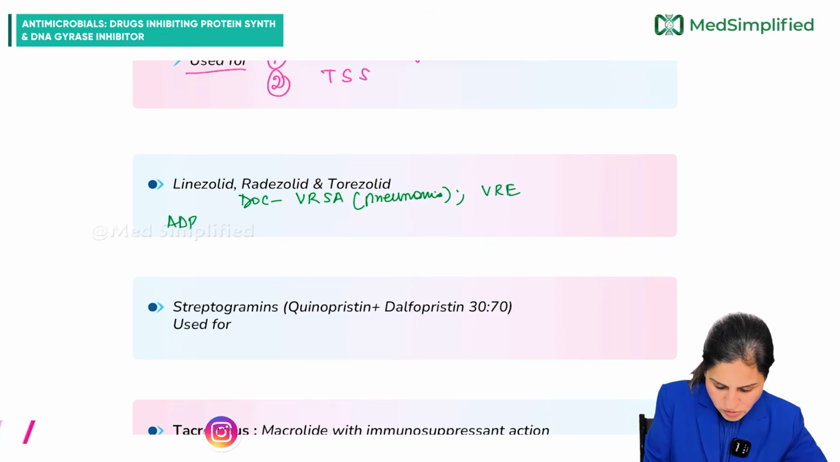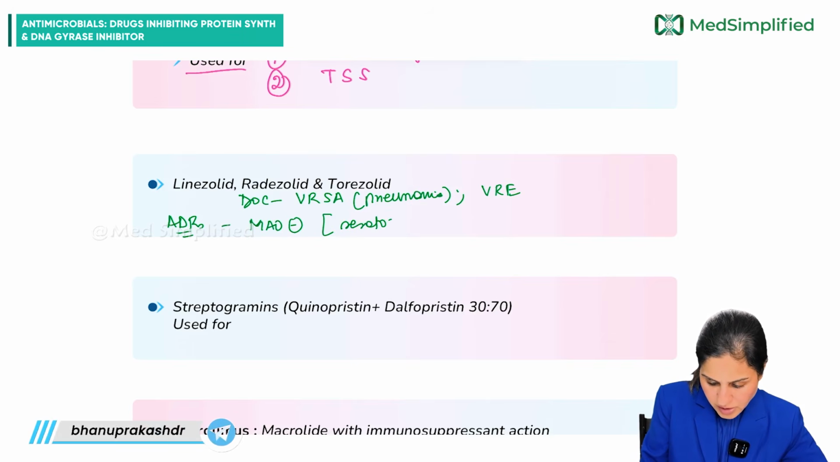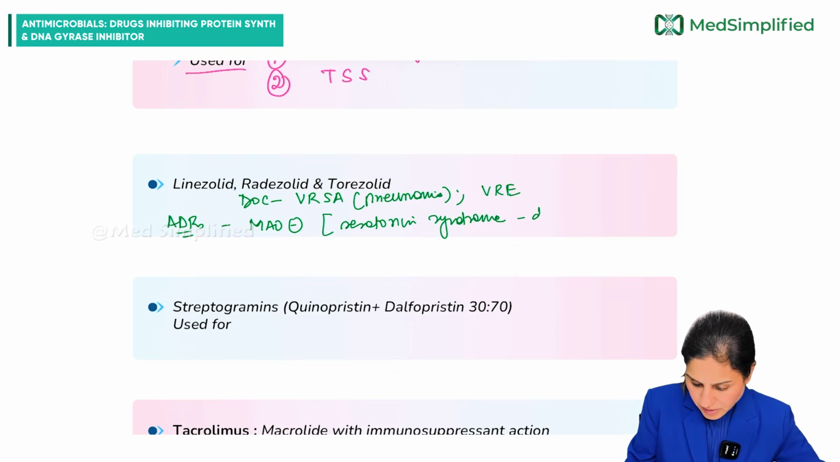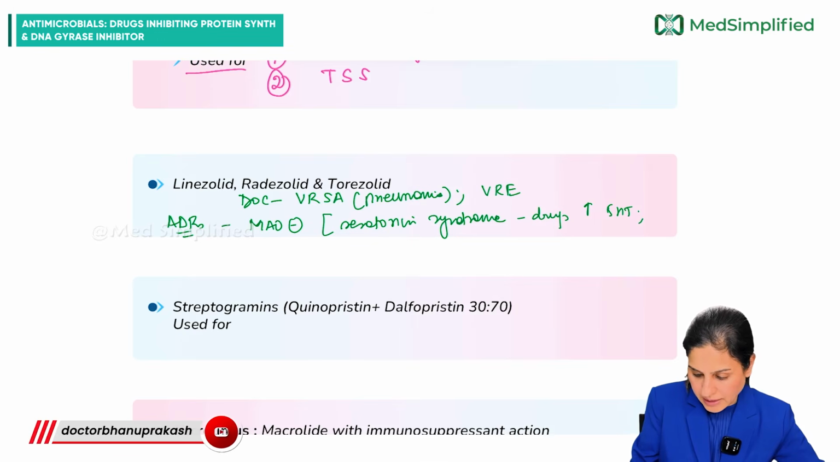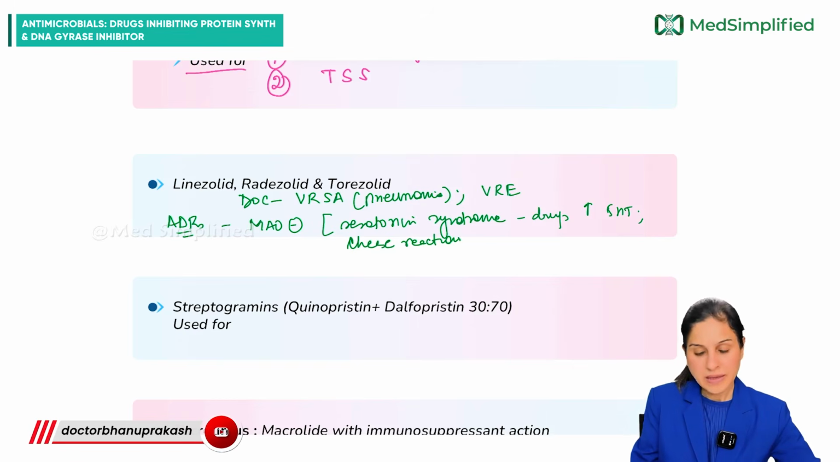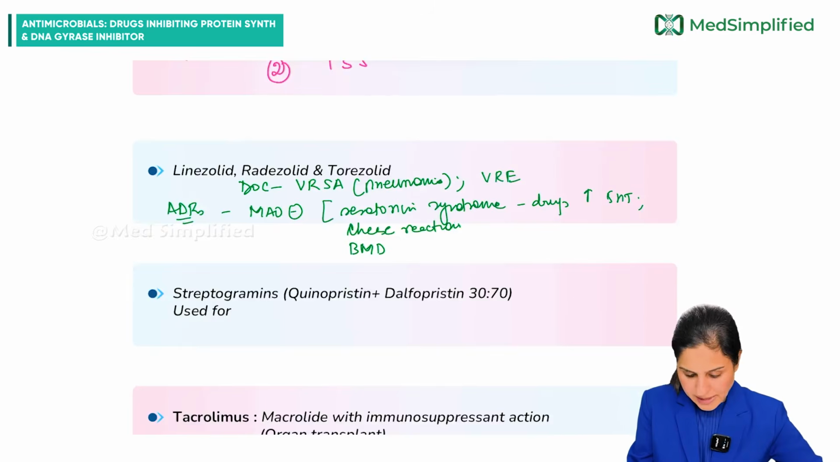ADRs of linezolid: it is an MAO inhibitor, therefore it can lead to serotonin syndrome, especially with drugs which increase the level of serotonin, right? With the drugs increasing the serotonin levels. Then it can also therefore trigger cheese reactions, and it can cause bone marrow depression.